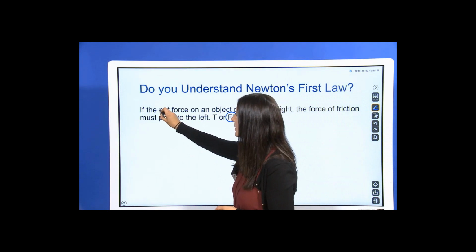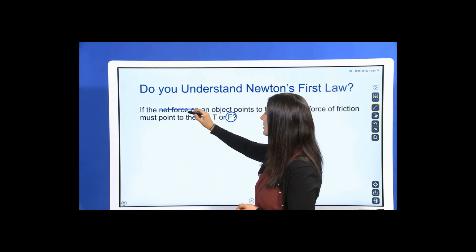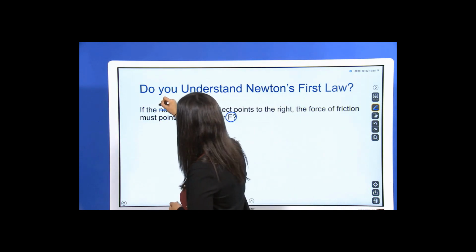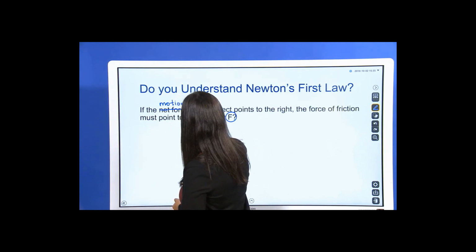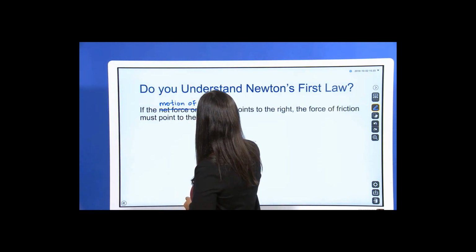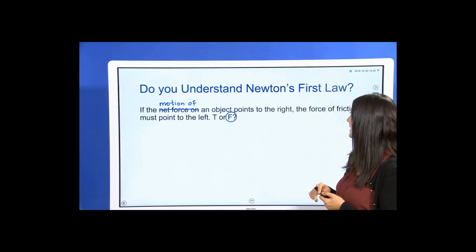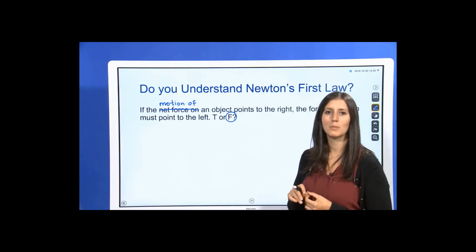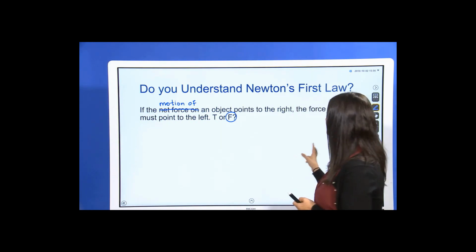So I'm just going to erase this part, scratch it out, and I'll replace it with: if the motion of an object points to the right, the force of friction must point to the left. That is true, not the net force.